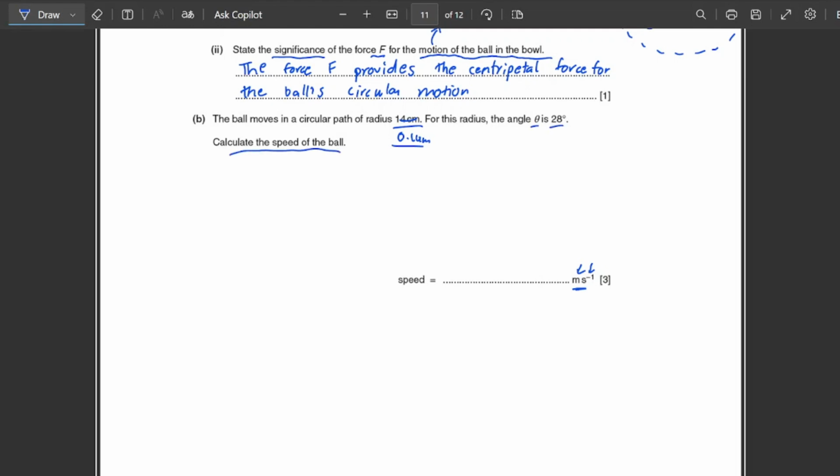We can use the equation for circular motion, which is basically Fc equals mv squared over r. We're not going to use m omega squared r because we're not trying to find omega. We're trying to find the speed, not the angular speed. So this is the equation we're going to use.